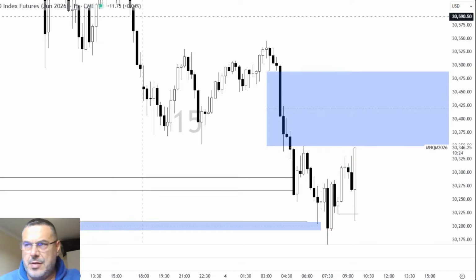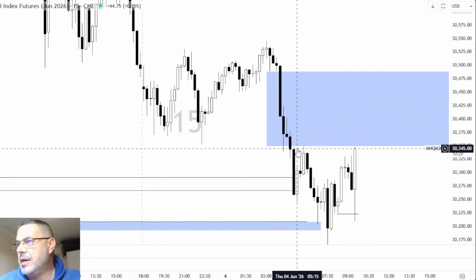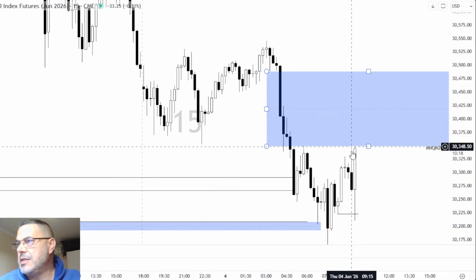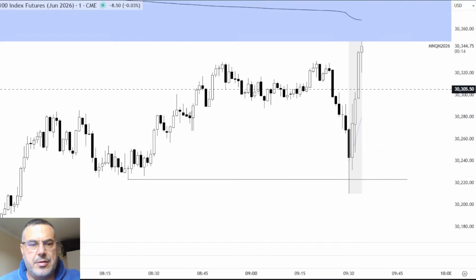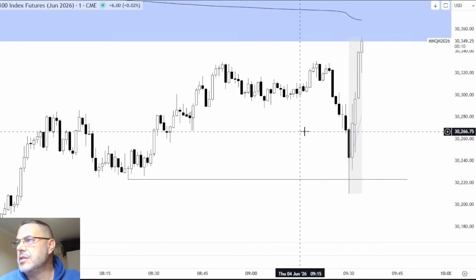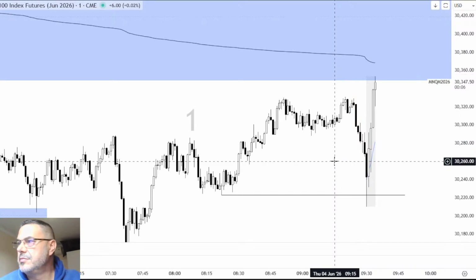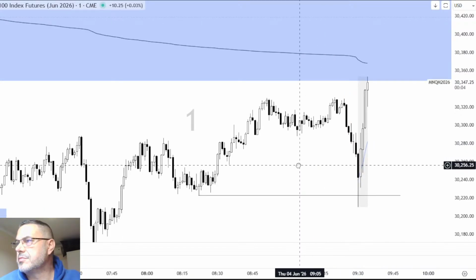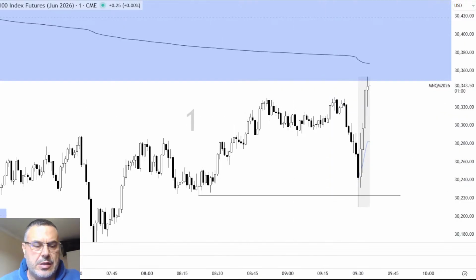And that's your 15-minute as well. Maybe it creates equal highs here. I don't know, we'll have to see. And back to the 1 minute. This is where we are. Getting close to the open, so not going to be in a rush now.